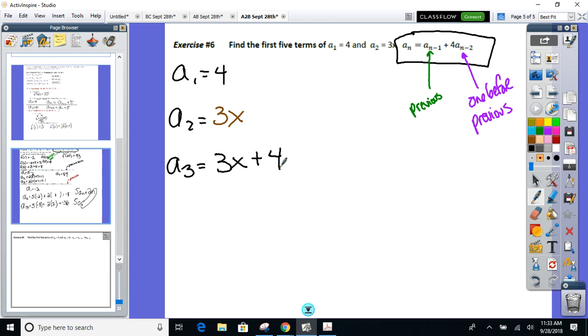plus 4 times the term before the previous one. Look at what we have listed here. What should I be multiplying this 4 by right now? I should be multiplying it by 4 because it's the term before the previous one. So that's where I am at right now. Stop, ask questions now. Previous, term before the previous. 3x plus 16, can you combine those? So we're going to leave it 3x plus 16.